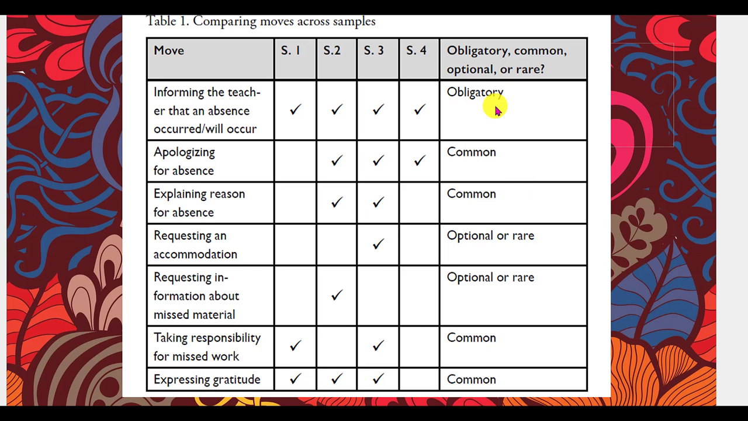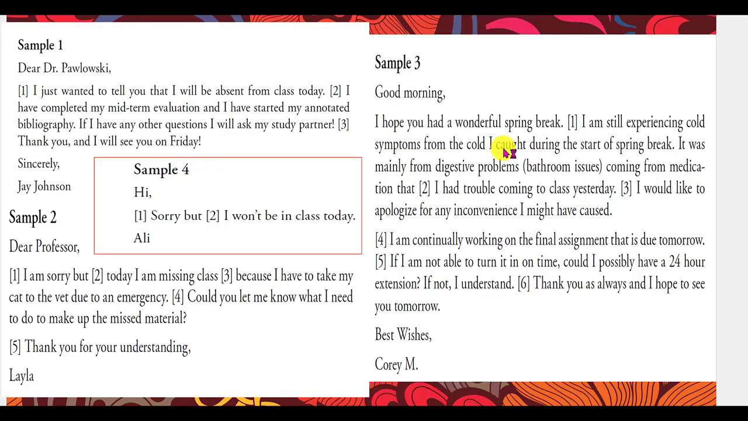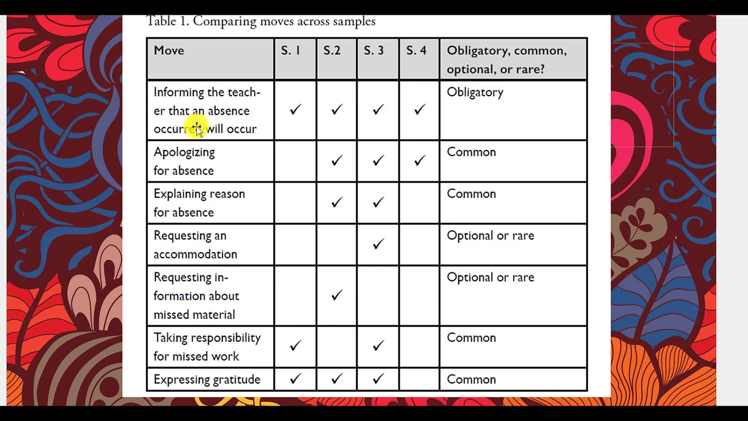And so we can say that just by looking at this, so here's the emails again. Sample 1 says, I won't be in class today. Sample 2 says, I will be absent in class today. Sample 3 says, I am missing class today. Let's see, what does sample 4 say? Okay. I am still experiencing cold symptoms from the cold I caught during the start of spring break. Digestive problems, I had trouble coming to class this year. Okay, did not come to class. So, all of them said that an absence occurred or will occur.